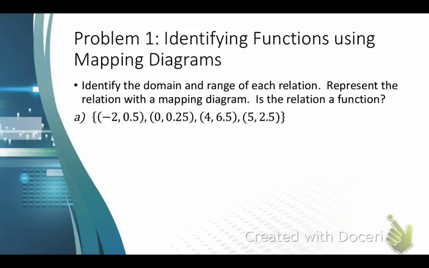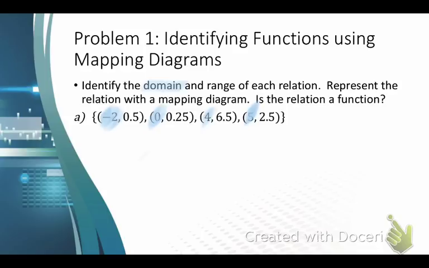As we look at this, we have problem number one. We have ordered pairs. It's asking us to identify the domain and range in the relation and then represent it using something called a mapping diagram. Let's take a look at what that looks like here. When I am first looking at domain and range, domain is the x value in each ordered pair. So the -2, the 0, the 4, and the 5 are all part of the domain.